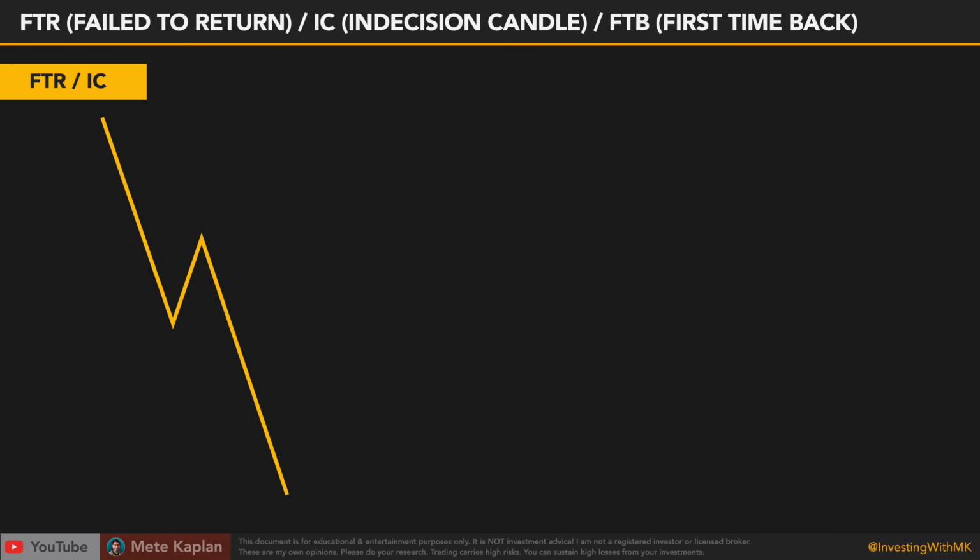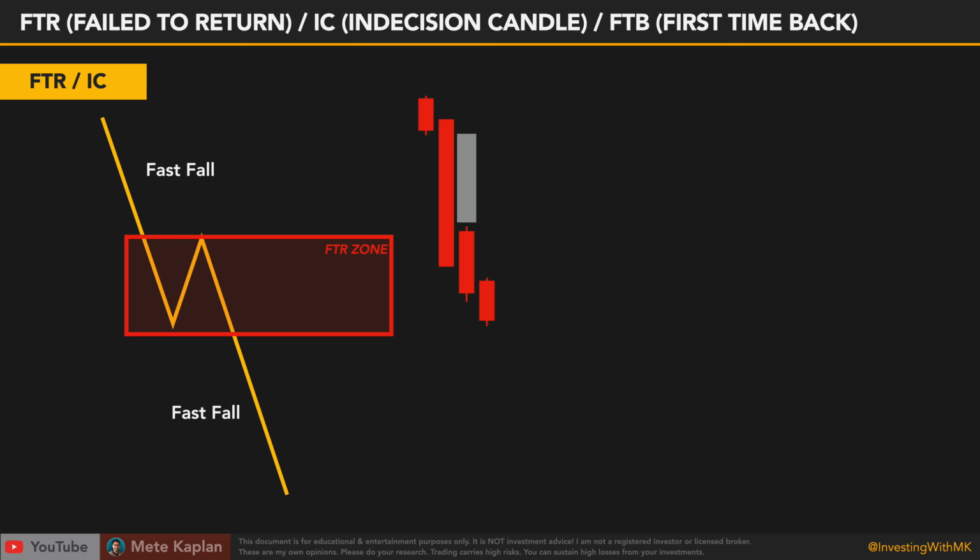Let's see the bearish FTR or indecision candlestick. Exactly the same concept. Price sharply falls and it makes a quick stop, then it falls back again. This will be our FTR zone. Let's see this example. Price falls very sharply, most of the time leaving imbalanced candlesticks behind. And a sudden stop, green candlestick. This green candlestick is called failed to return FTR or indecision candlestick, the IC. Do not focus on the names, everybody gives a different name to this. I'll explain the logic of this idea soon.